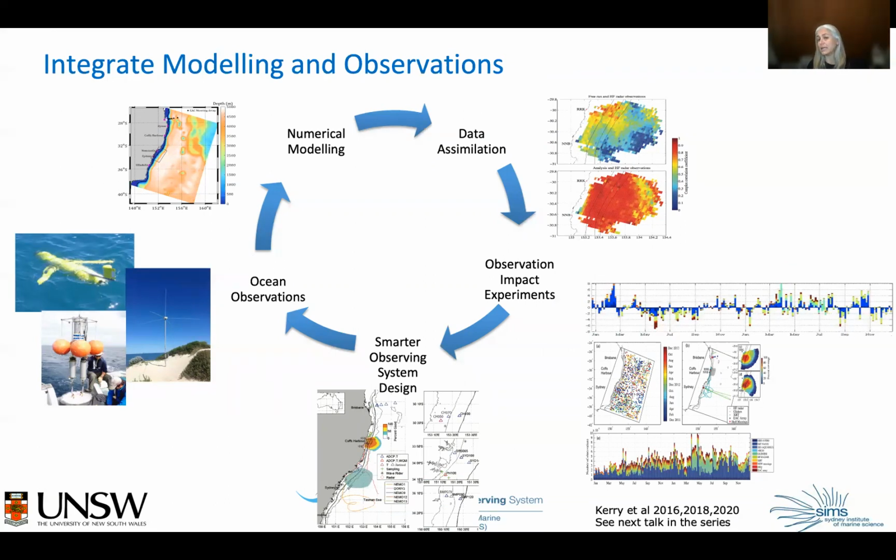And one of the really neat outcomes of this showed that subsurface temperature observations in regions of high variability really impact on the predictability and improves the quality of the modelling. Now, you might think that's a no-brainer, but we actually were able to show it through our observation impact experiments. And that fed back into smarter observing system design. So now we're putting effort into getting those subsurface observations of temperature and salinity. That feeds back into the numerical modelling and so on.